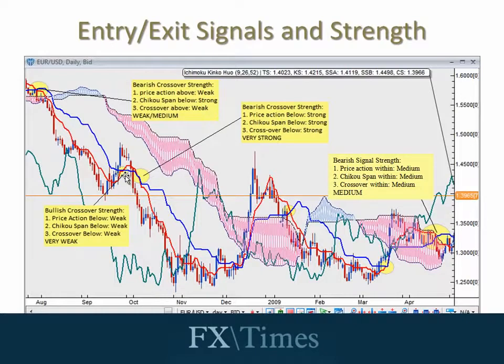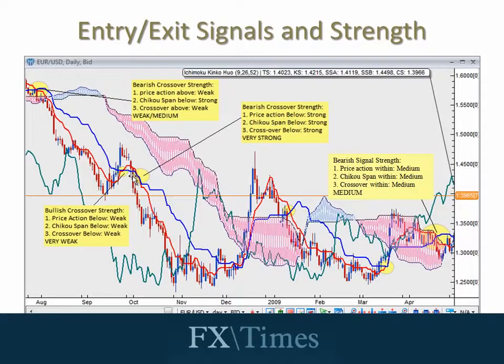Here you have another crossover. It's a bullish crossover with your Tenkan crossing the Kijun from below to above. So that's a bullish crossover. Now the price action at the moment is below the cloud. The Chikou 26 periods ago, you would have seen that it was below the cloud, and the crossover is also below the cloud. So that's very weak. Okay, crossover here, it was also below the cloud, so that's a very weak signal.